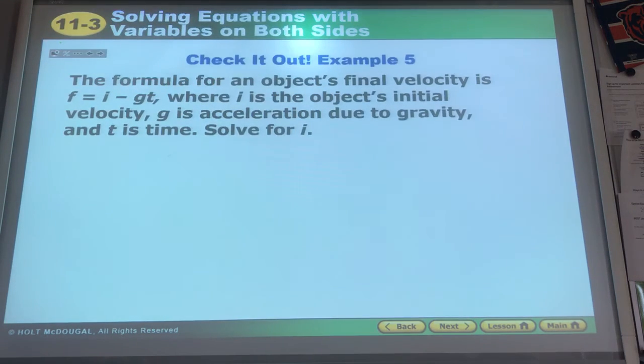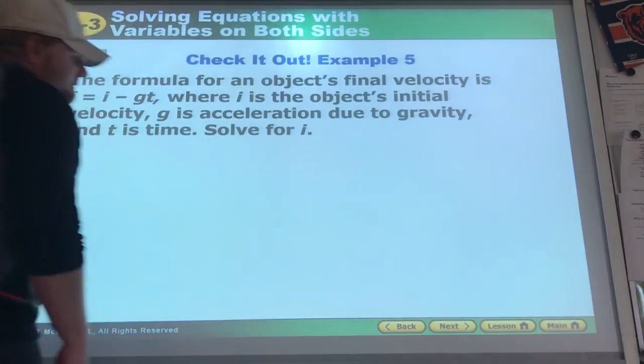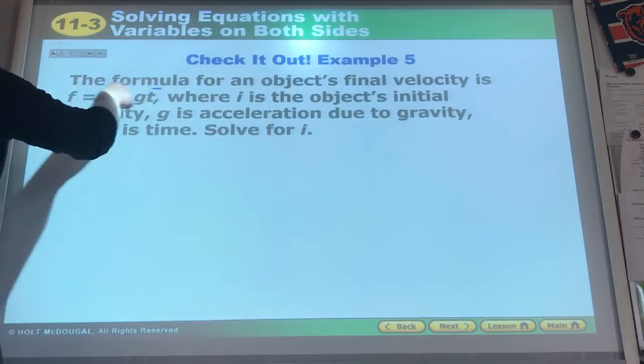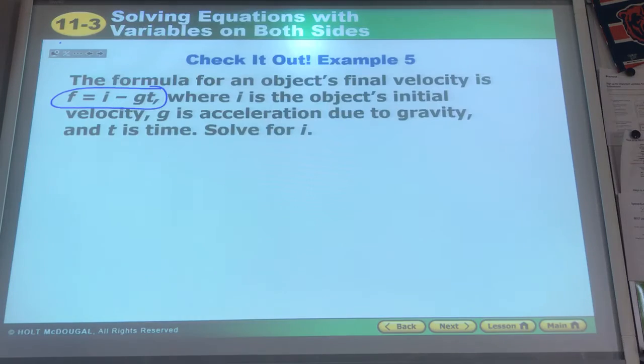The formula for an object's final velocity is f equals i minus gt. We have done this some in science. And that's why we do that, like i equals m times v. We can solve for any part of it. We're doing the same thing. Where i is the object's initial velocity, g is acceleration due to gravity, and t is time.